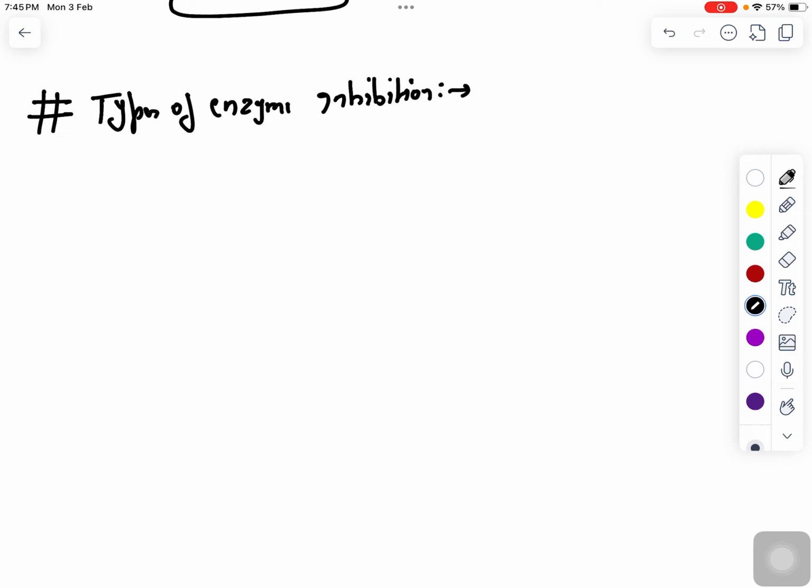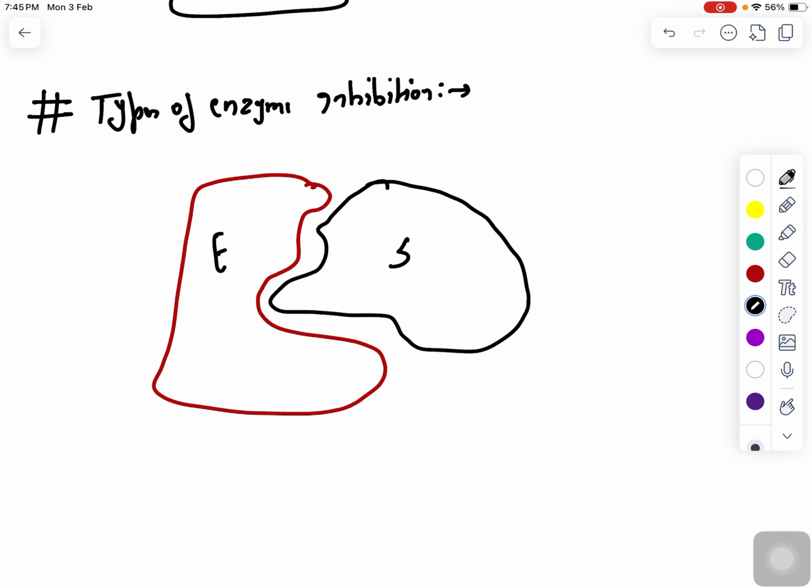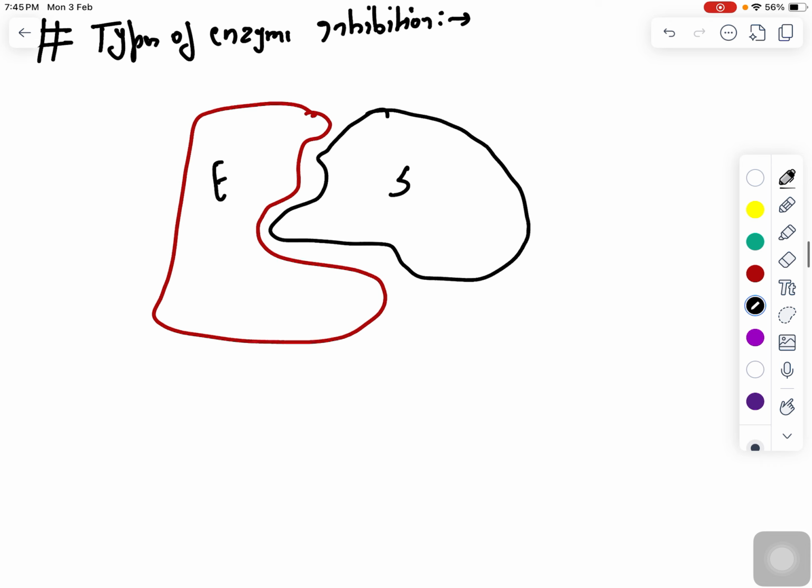I'll be talking a bit fast here. When we talk about enzyme inhibition, that occurs when a molecule binds to an enzyme and decreases its affinity. Let's say this one is the enzyme and this one is the substrate, and after that they make an enzyme substrate complex, right?